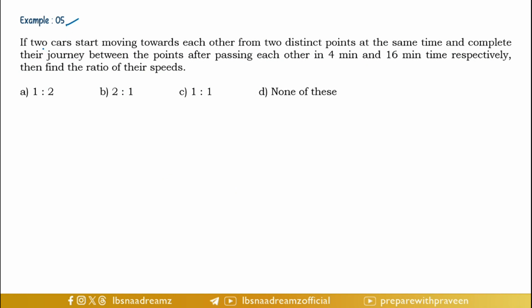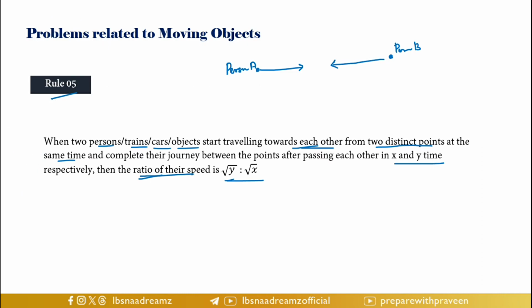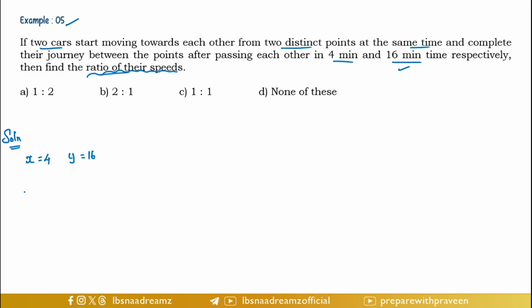Example 5. If two cars start moving towards each other from two distinct points at the same time and complete their journey between the points after passing each other in 4-minute and 16-minute time respectively, then find the ratio of their speeds. As I said, they have asked ratio of their speeds, right? So let us solve this problem. Here x is equal to 4, y is equal to 16. So what is the formula? Square root of y is to square root of x, square root of 16 is to square root of 4.